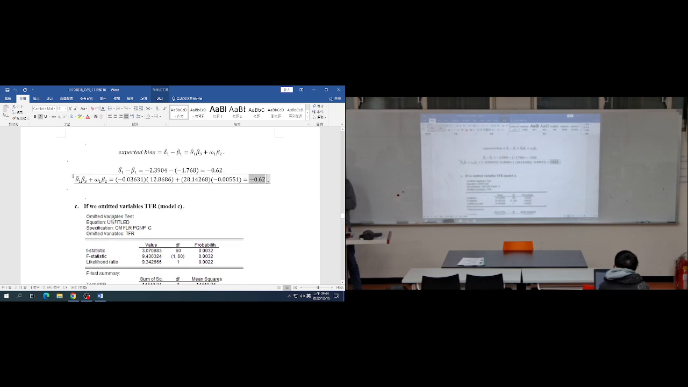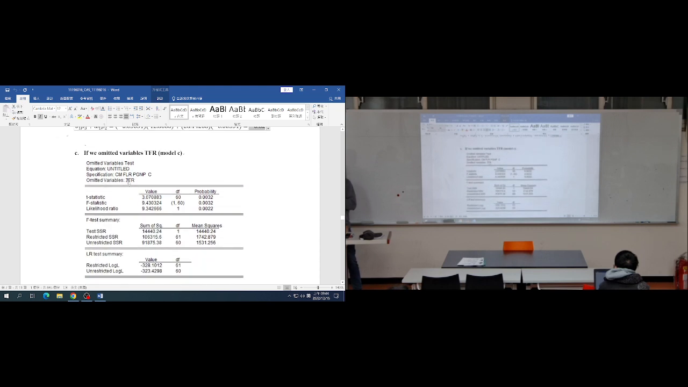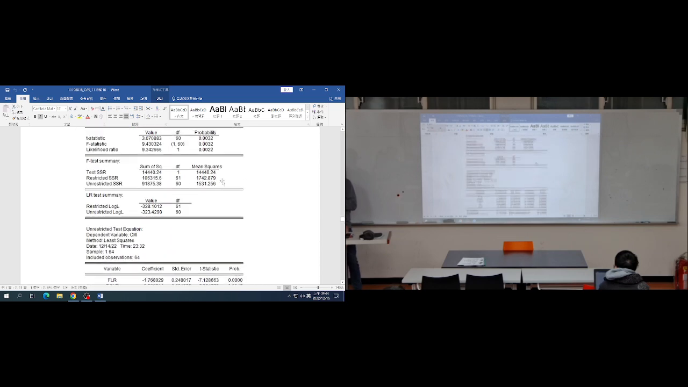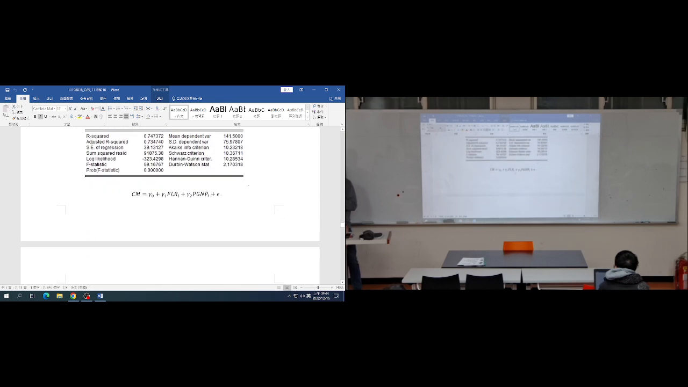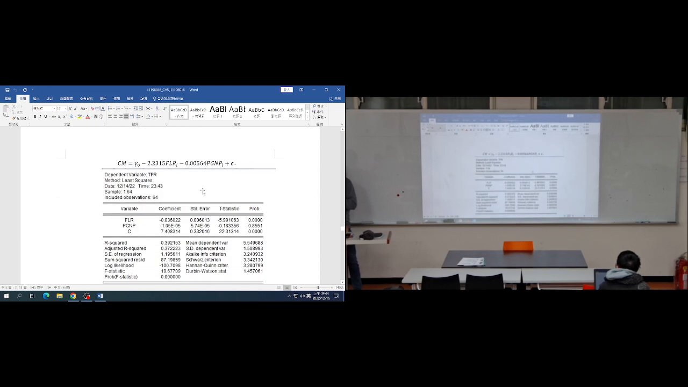Well, so let's go for the last model where we only omitted variable TFR. Okay, so here are the data. That is therefore the actual equation for this model here.